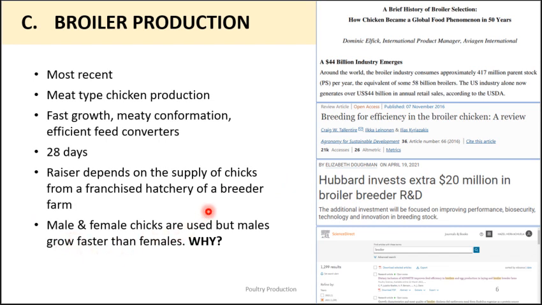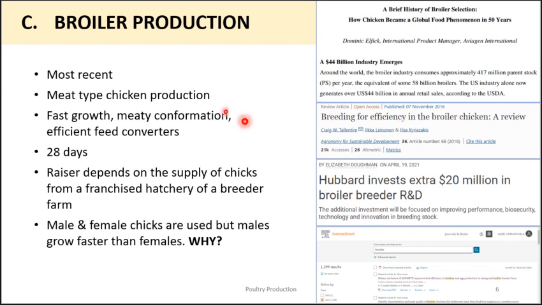So, alam natin yan na even in mammals, hindi lang in poultry, even in mammals, males grow faster than females, okay, because of their higher testosterone levels, which is very important in growth production, in the increase in growth rate rather. So, as you can see here, yung broiler natin very improved, or there are a lot of studies focusing on broiler production, broiler improvement, etc.